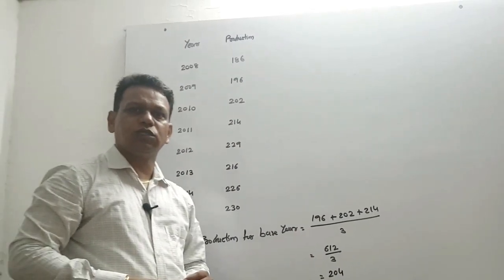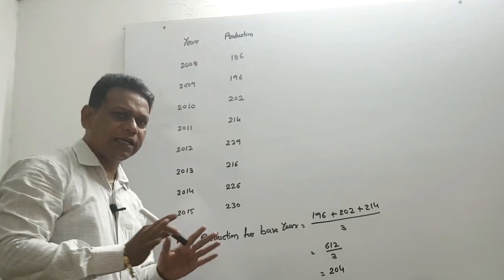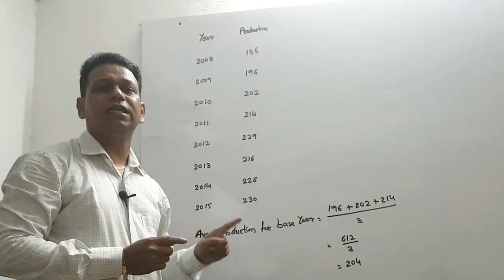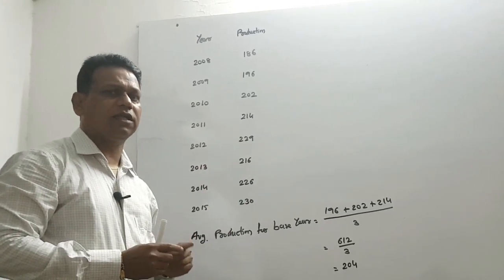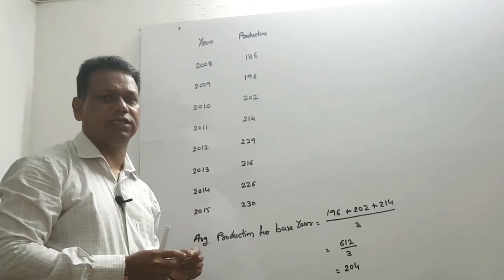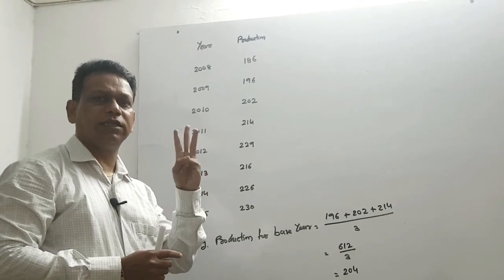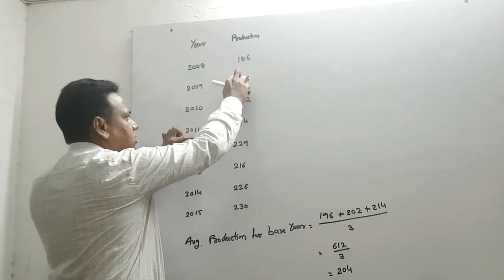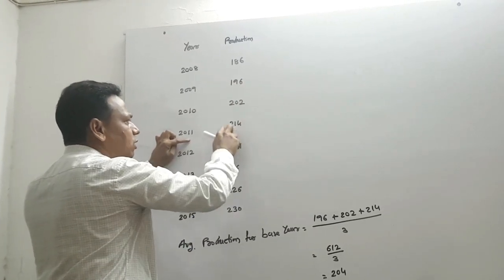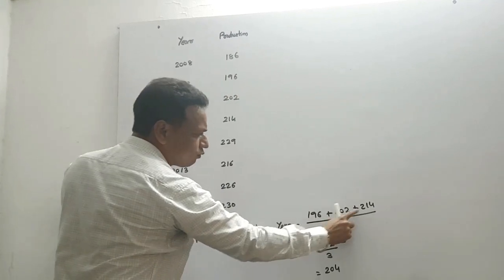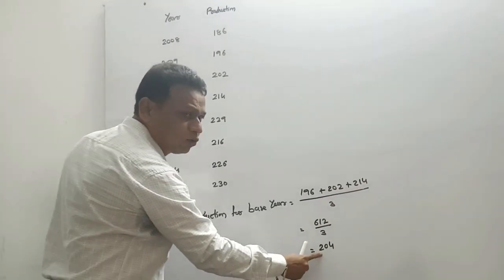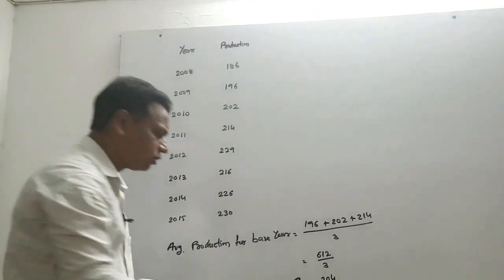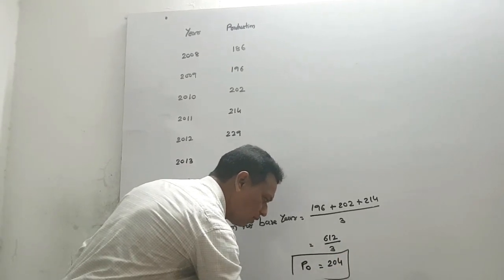Your answer is 204. Here, again, I would like to repeat the concept. For this example, we don't go with a single year as a base year. Instead, we have to take the average production of 3 years, and the years are 2009, 10 and 11, and these are the productions 196, 202 and 214. So we have to find the average of 3 years. It comes to 204, which is taken as the production of the base year. So now your P0 is 204.